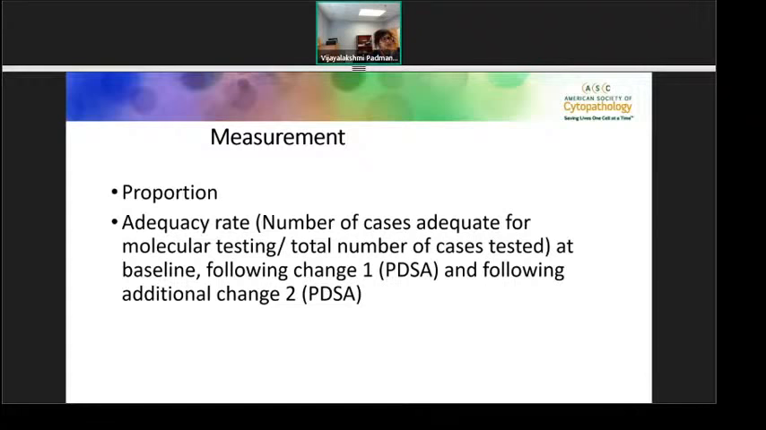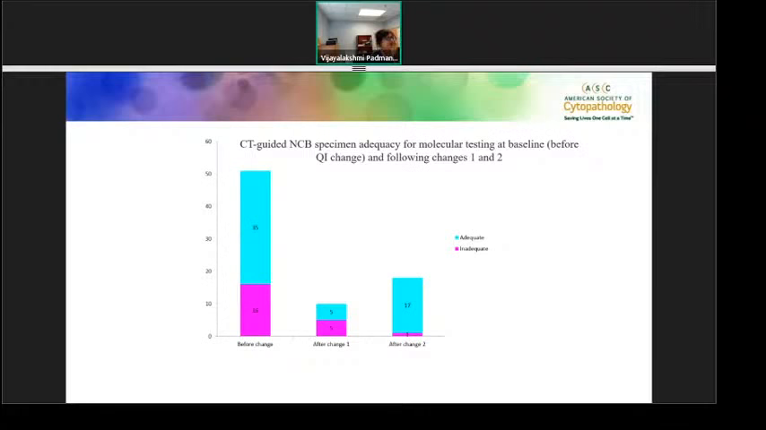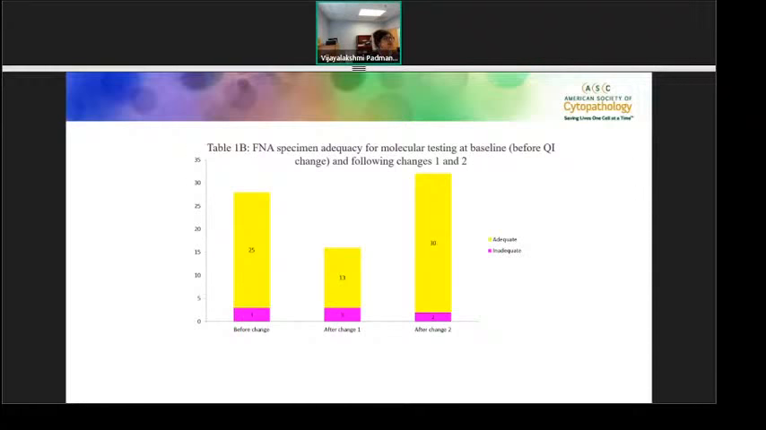So the other thing that we did for the second PDSA cycle was we cut up front. We cut 20 slides up front because all our cases were going for molecular testing. The first 13 slides were for molecular studies, 14 onward were for the pathologist to do immunos and whatever else we may need. And that actually made a huge impact in terms of our adequacy rates. After we made change two, our adequacy rates really shot up, both for CT-guided needle core biopsies as well as for molecular testing on samples collected by bronchoscopy FNAs.